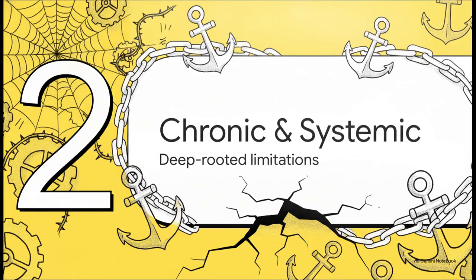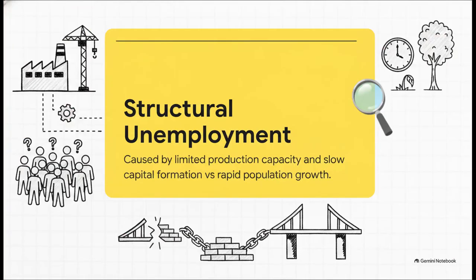Moving right along to layer 2, chronic and systemic issues. This is where we look at deep-rooted limitations and hidden joblessness. So our first phase is structural unemployment. And these aren't just minor hiccups, right? They're baked right into the fabric of the economy. This happens when a massive chunk of people simply can't find work because the jobs literally do not exist. It's caused by chronic, deep-rooted limitations in an economy's production capacity.